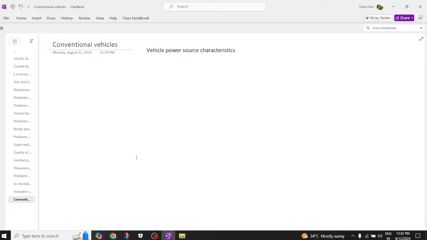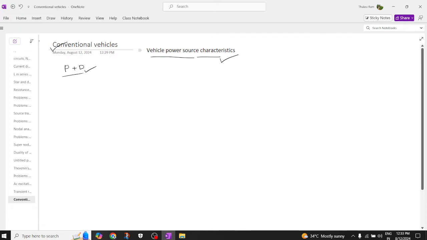So today we are going to learn about a part in electric vehicle, which is nothing but conventional vehicle. So already you know what is meant by conventional vehicle. The vehicles which run with petrol and diesel are called conventional vehicles. Okay. So for this conventional vehicle, what are the vehicle power source characteristics?